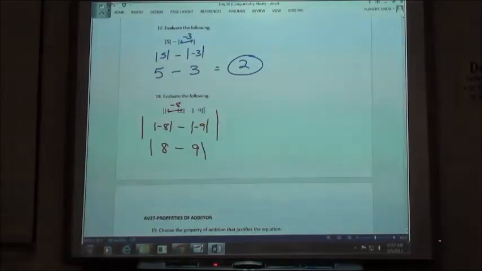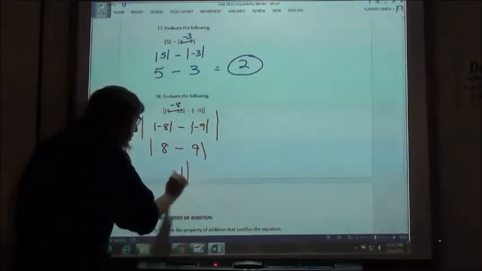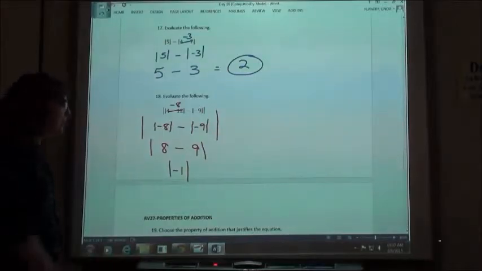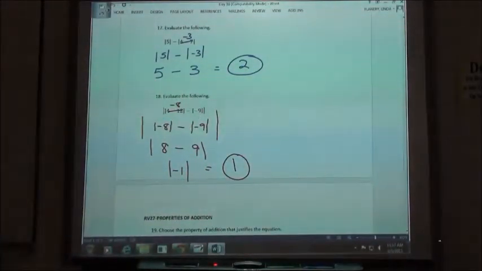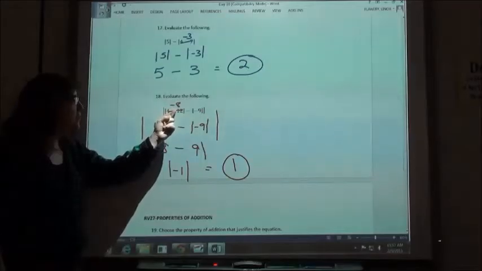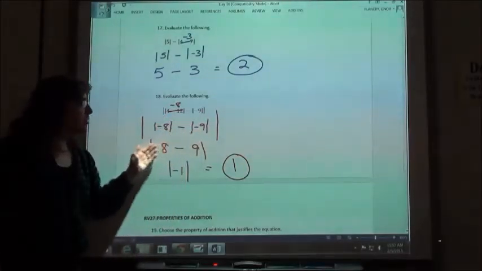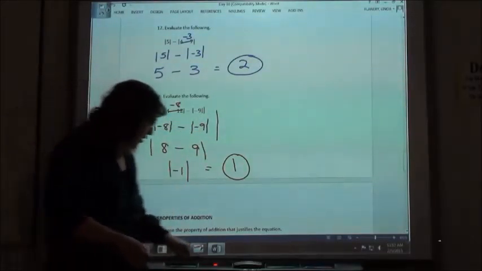8 minus 9, negative 1. What is the absolute value of negative 1? Well, it's positive 1, because negative 1 is 1 place from 0 on the number line. So just be sure you simplify inside first, get rid of your absolute values, and then finish out your problem.